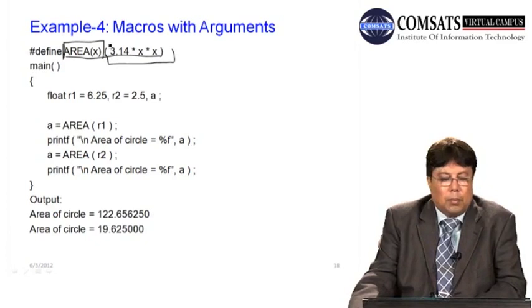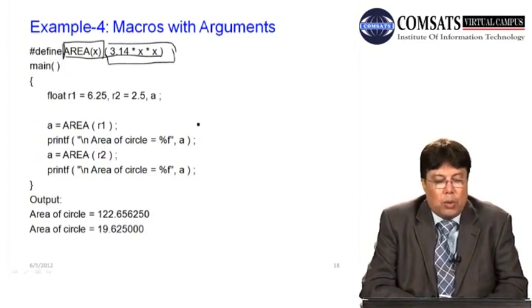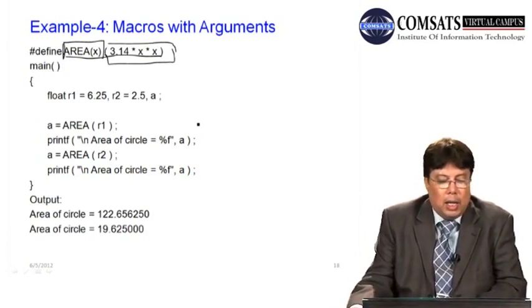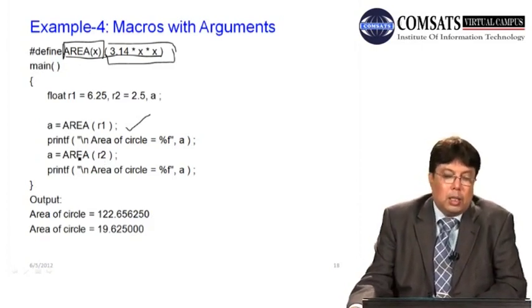Okay, and here we have defined float r1 is equal to 6.25, r2 is equal to this one, then we said area A is equal to area r1. So this r1, meaning the value of r1, 6.25, will be passed on to this one as an x, and it will be automatically expanded as 3.14 multiplied by 6.25 multiplied by 6.25, and you will get the answer. Then you can pass on r2 also. The same thing will happen. What will happen basically is that this macro template will be expanded here.